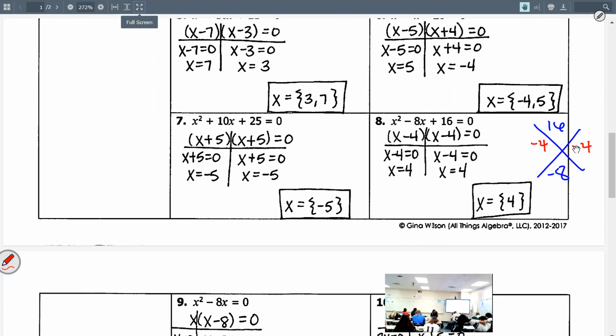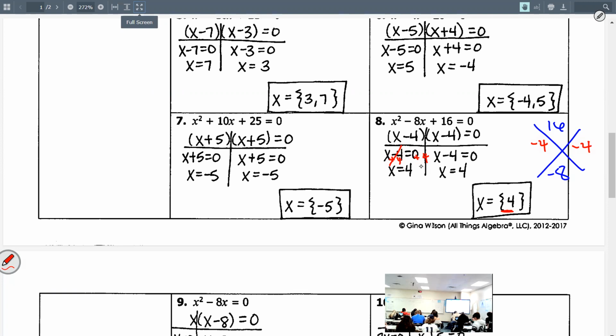A lot of students just do that and then they stop. So if you said that your answer is negative 4, that would be incorrect. So don't skip steps. Continue on with step 3, which is to set each factor equal to 0 and solve for x. Because how do you get rid of a minus 4? You add 4, and you do that to both sides of the equal sign. 0 plus 4 is a positive 4, not a negative 4.